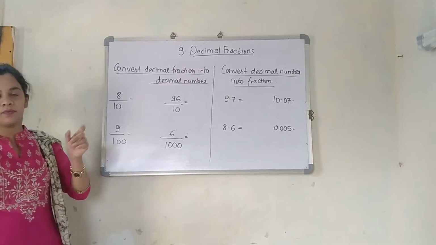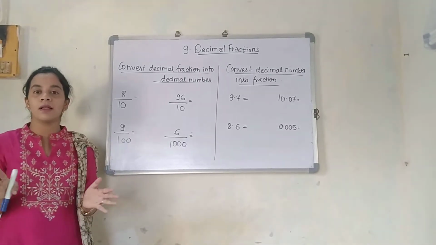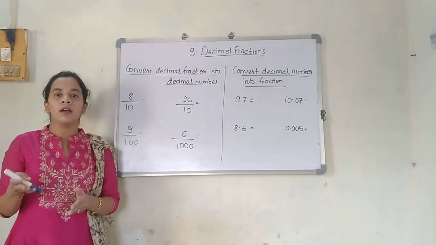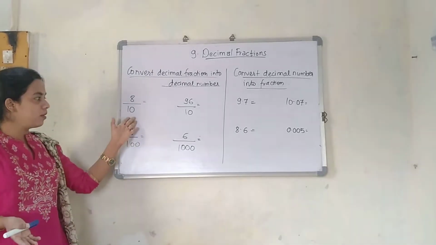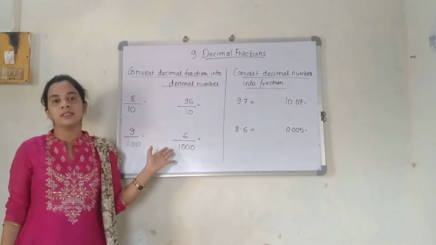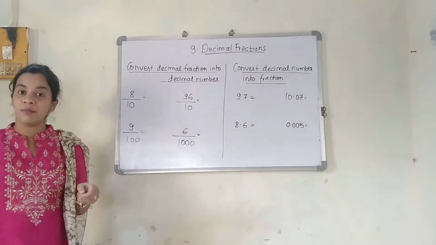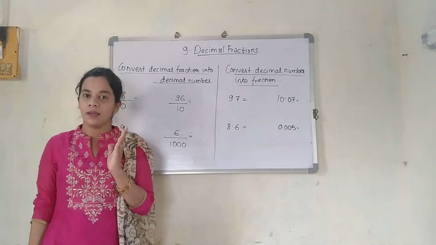I have already told in the definition when the denominators are 10, 100, 1000, 10,000 and so on. Basically for your class you will be having up till 10, 100, 1000 and 10,000, not more than that. Okay, you can see over here 10, over here 10, 100, here 1000. So these are the decimal fractions. We are going to convert them into decimal number. Decimal number means what? There should be a point in between. So how? In what way?